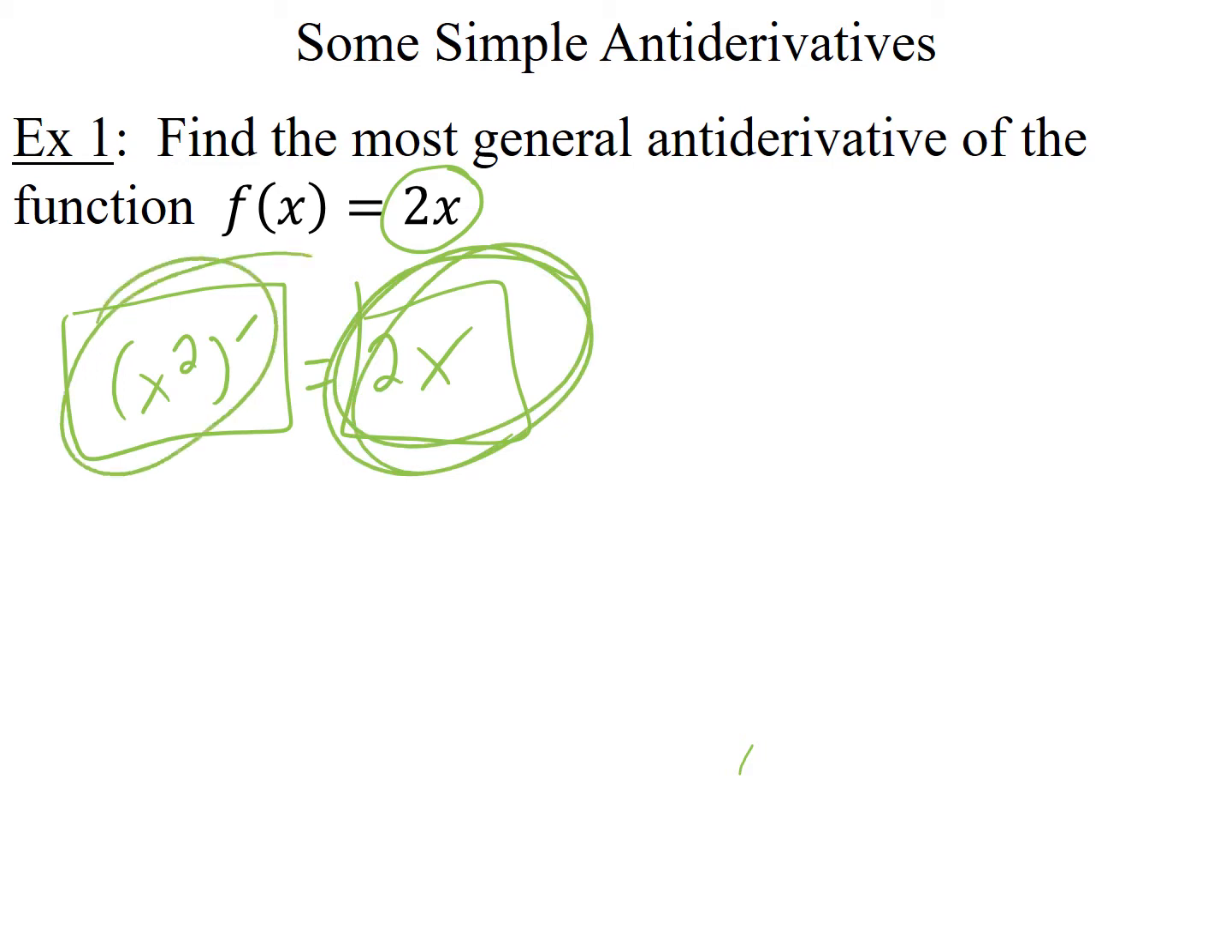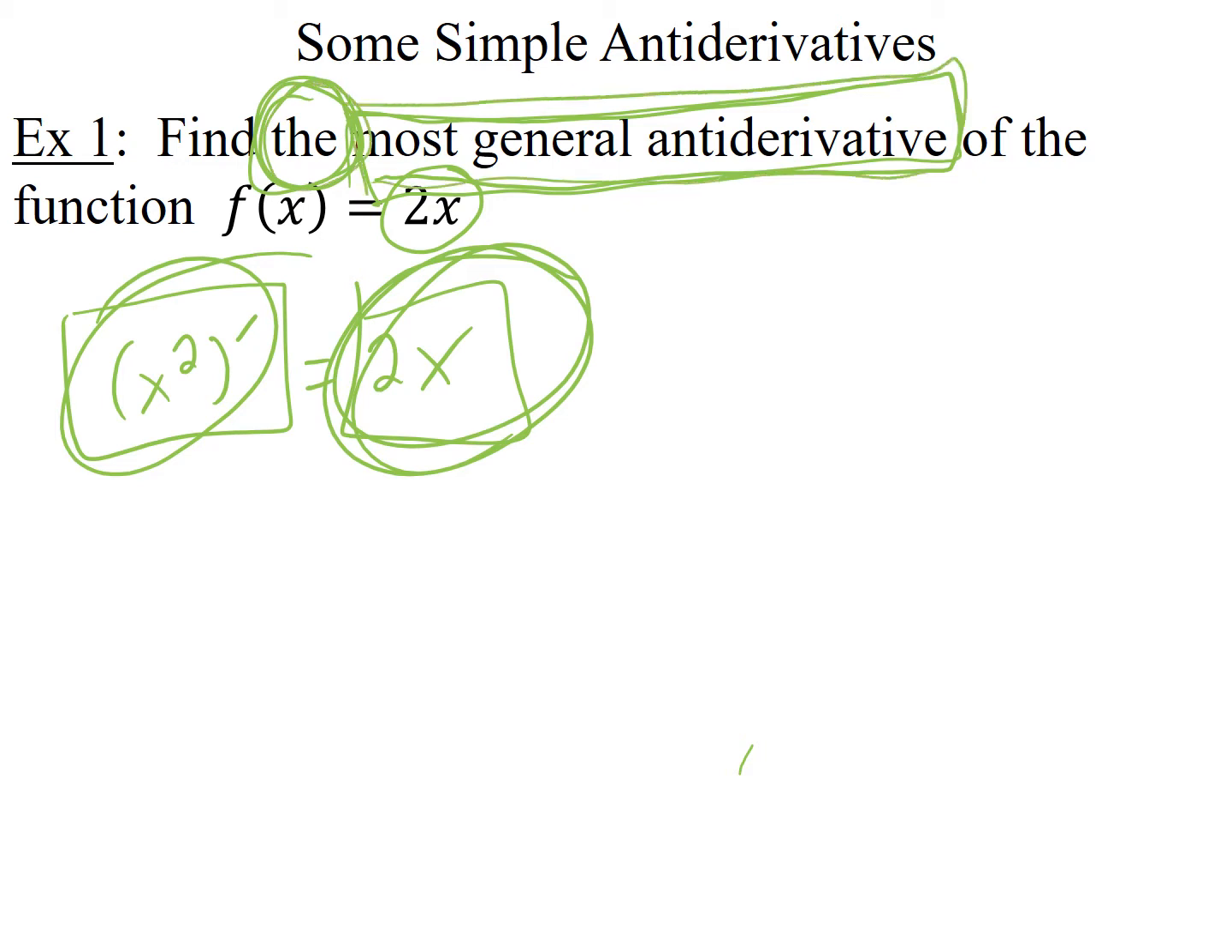But I don't just want one antiderivative, I want them all. This is the only example where I didn't put the notation in, because this is another way they could ask the question. They can ask you to find the most general antiderivative. It sounds like they only want one answer because they use the word "the." Usually the word "the" means just give me one. The most general antiderivative means give me all of the antiderivatives of the function they gave you.